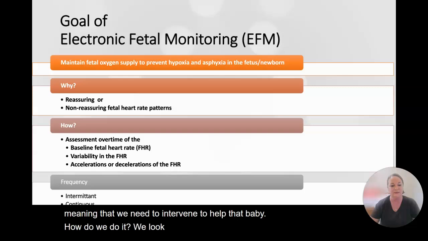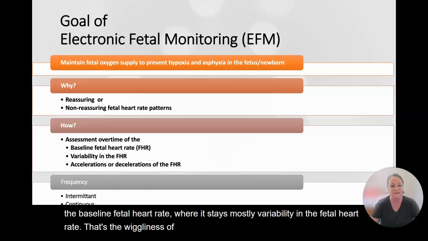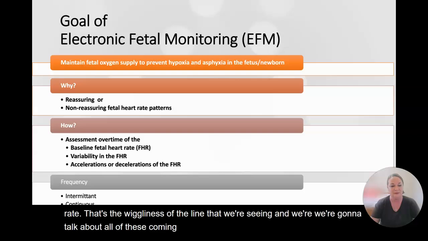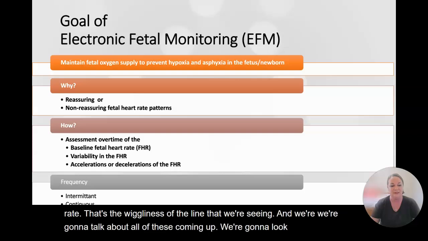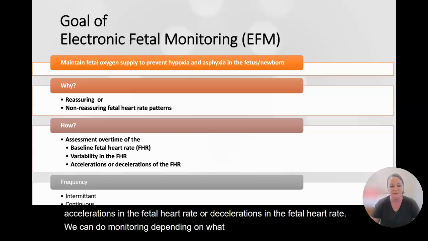We look at the monitor strip over a period of time to assess the baseline fetal heart rate, where it stays mostly. Variability in the fetal heart rate, that's the wiggliness of the line that we're seeing. And we're going to talk about all of these coming up. We're going to look for any accelerations or decelerations in the fetal heart rate. We can do monitoring depending on what the provider has written for.